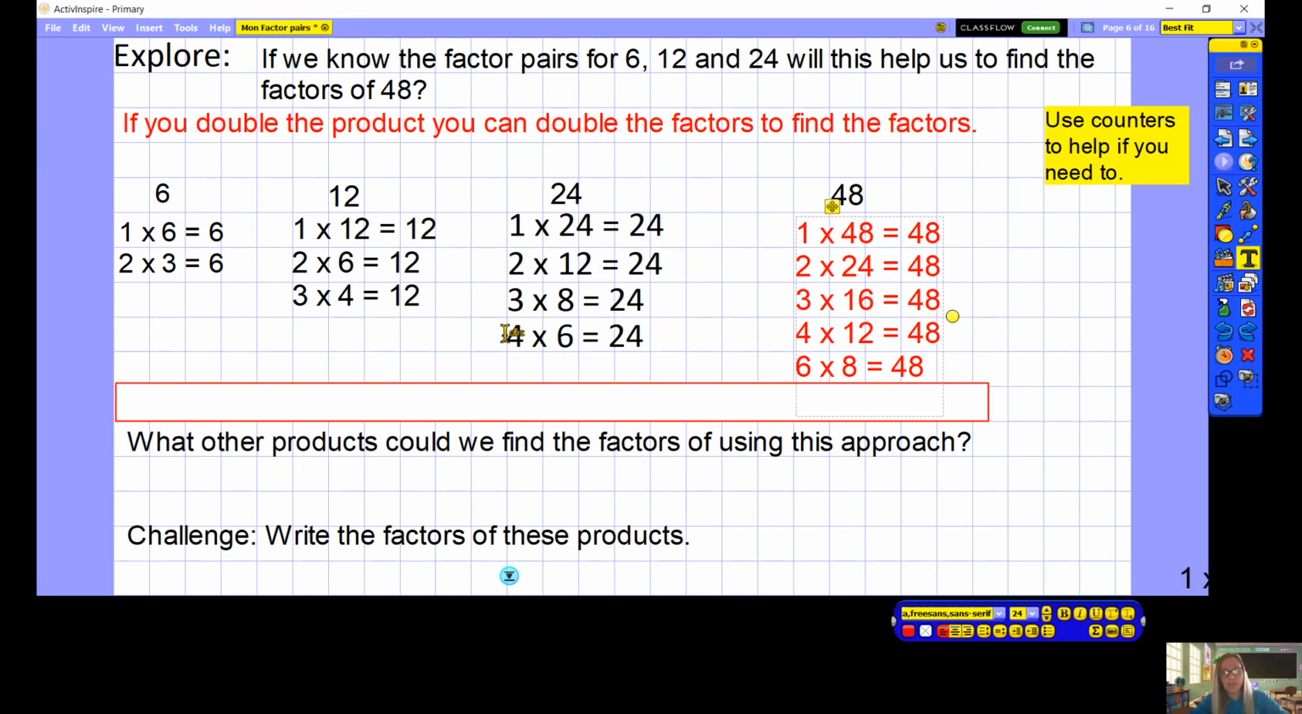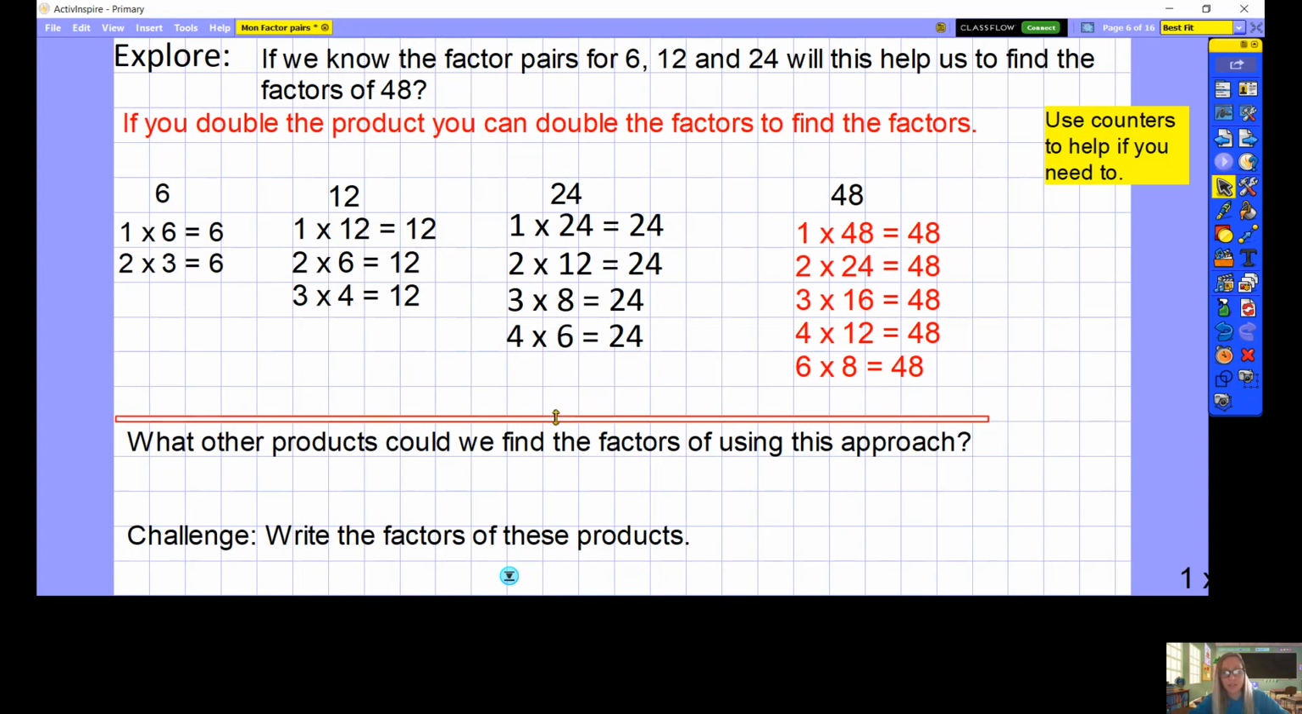Last one, I double the number here. Well, actually 6 times, if I double 4 is 8 as well, so 6 times 8, so I've already got that one written down because we don't need to repeat the numbers, we don't need to repeat our factor pairs. So here now you can see that I've got the factors of 48, and you may have drawn arrays to help you to find those.